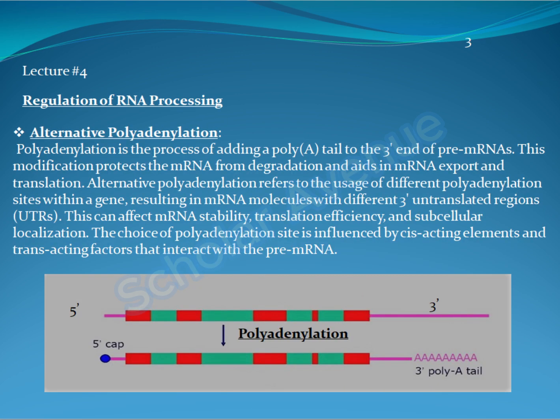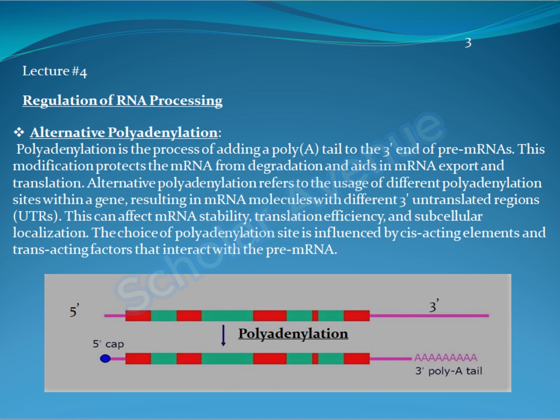Second step is alternative polyadenylation. Polyadenylation is the process of adding a poly A tail to the 3' end of pre-mRNAs. This modification protects the mRNA from degradation and aids in mRNA export and translation.